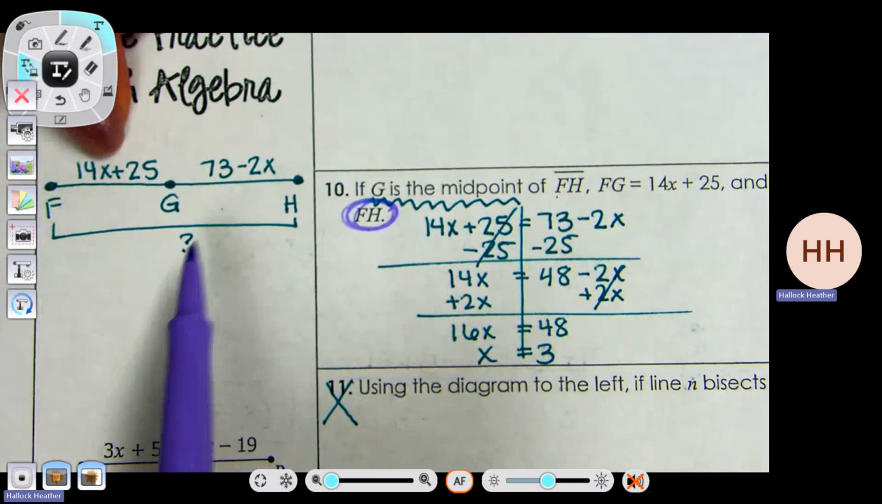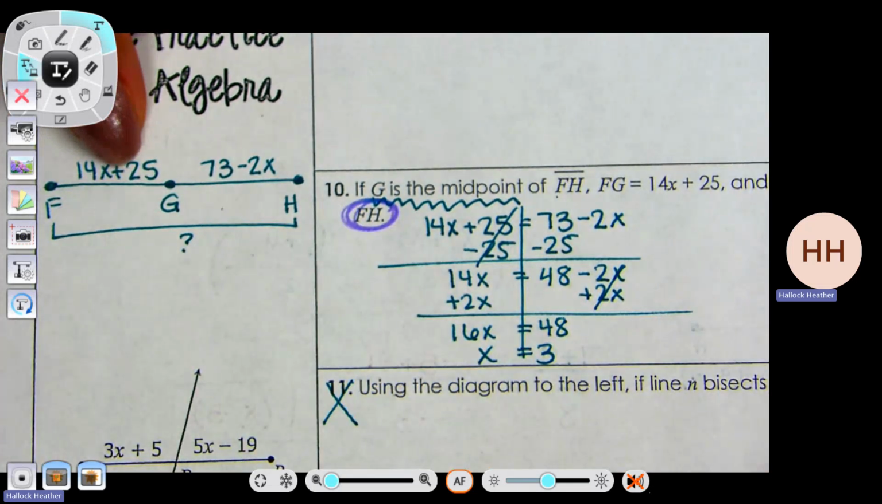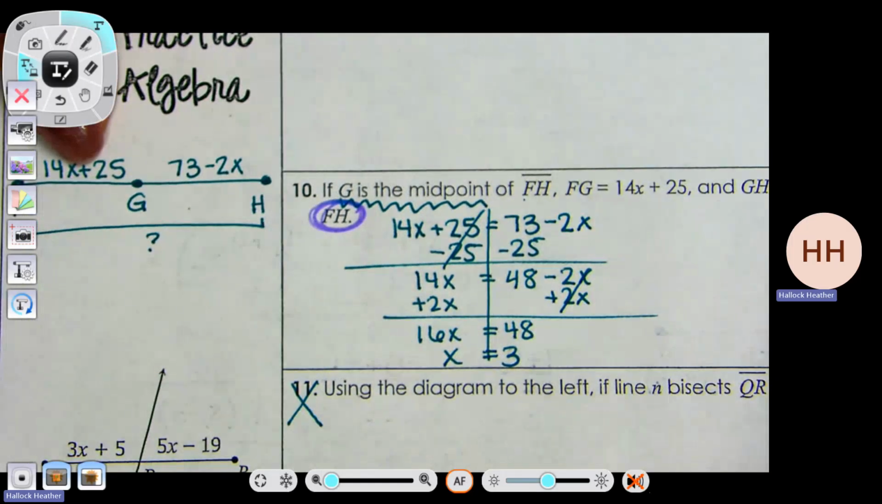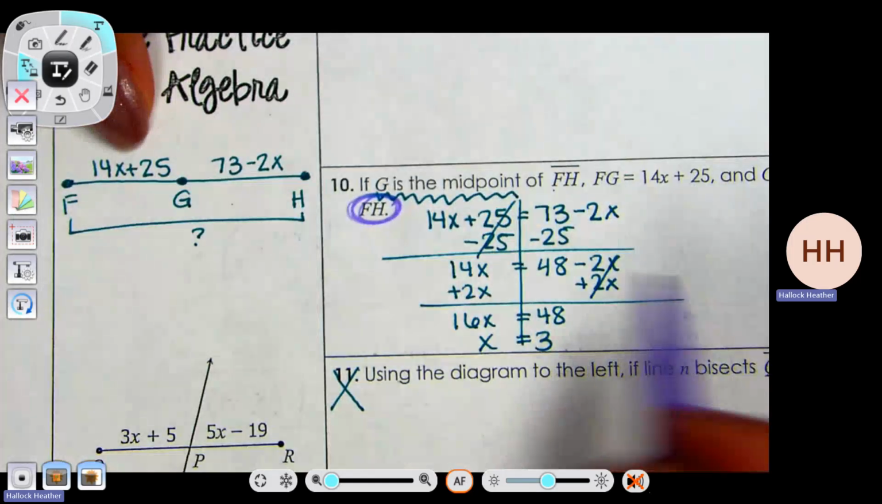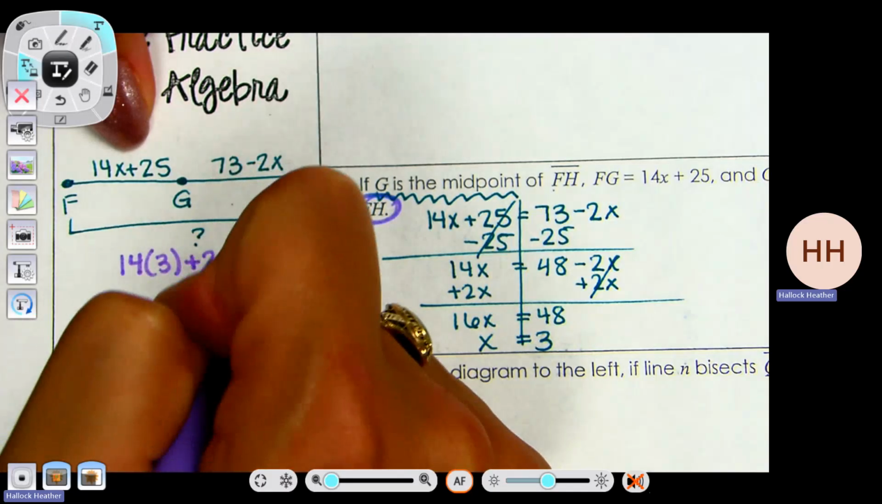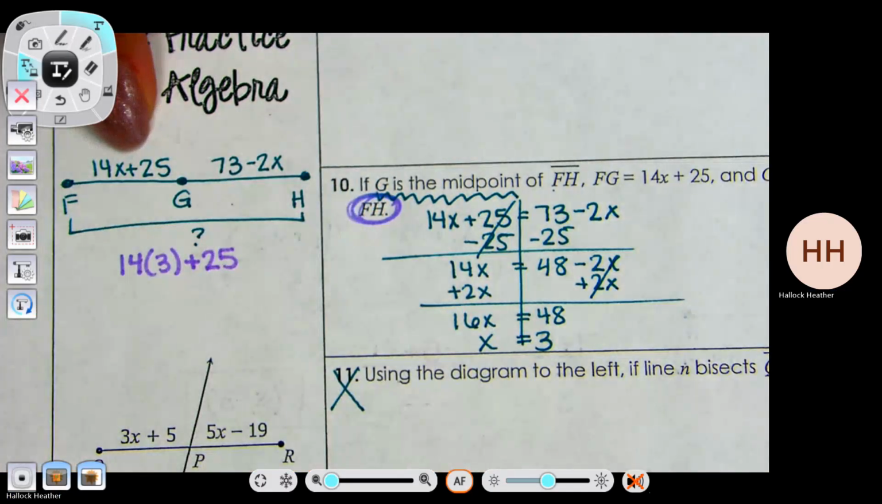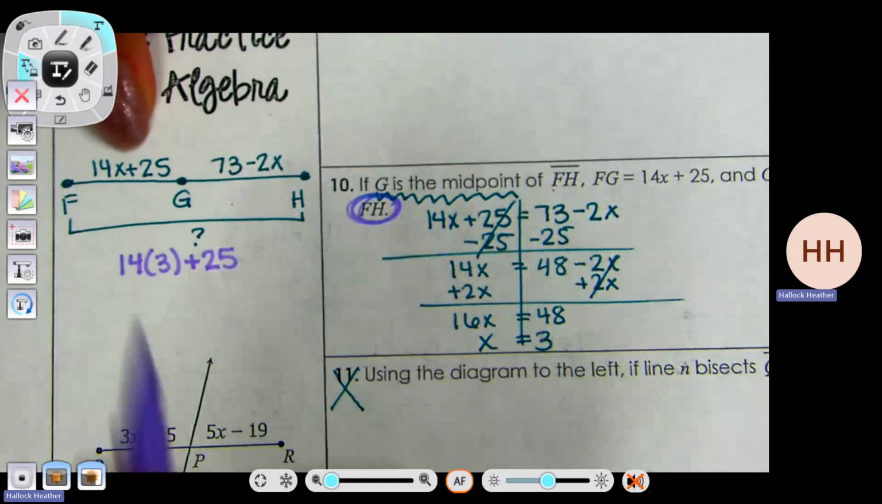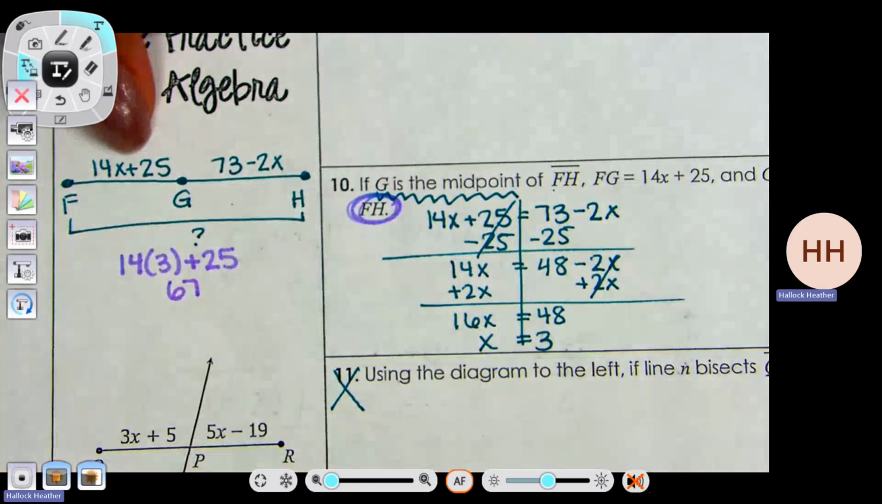I'm going to plug it into the one with the plus signs, because negative signs like to throw off my brain sometimes. So 14 times 3 plus 25. 14 times 3. Is it actually 67? Yes, it is.